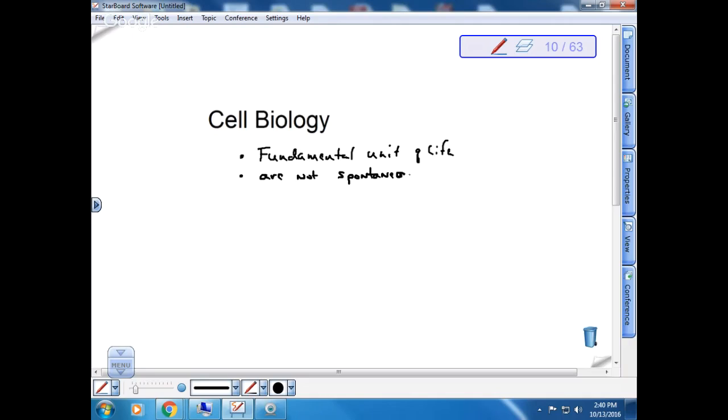So this is part of what they call the cell theory. What this means is that all cells today come from pre-existing cells.